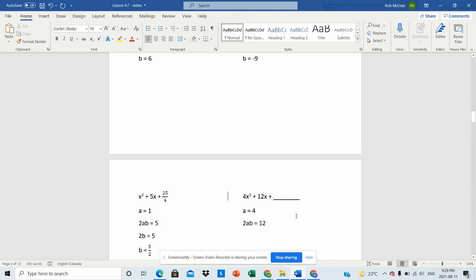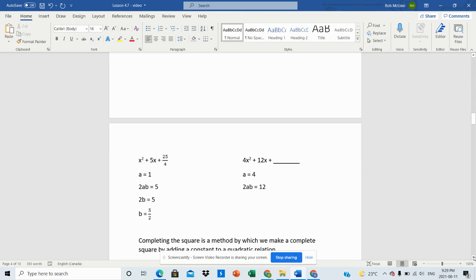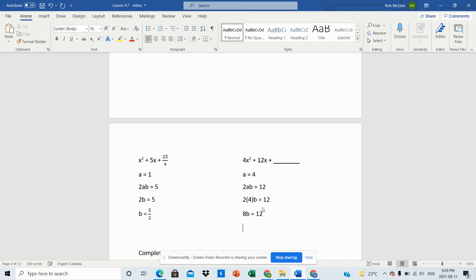Finally, we're going to do one where a is not 1. In this case, a is 4. The number in front of the x squared is 4. So a is 4. We want to find b. We know that 2 times a times b equals 12. So what that's really going to give us here is 2 times 4 times b equals 12. So that's going to be 8b equals 12. Now we've got to remember, divide both sides by 8.